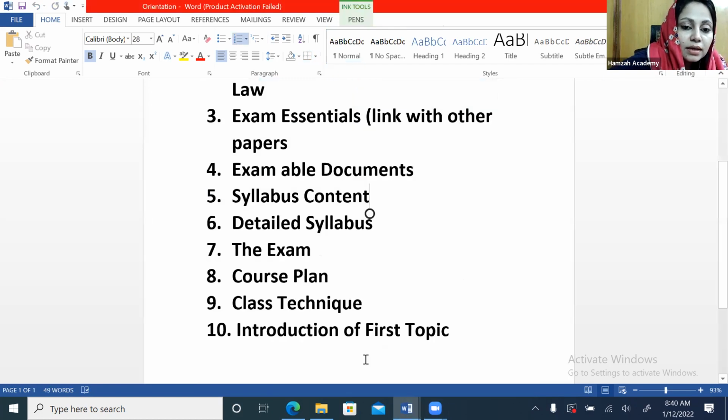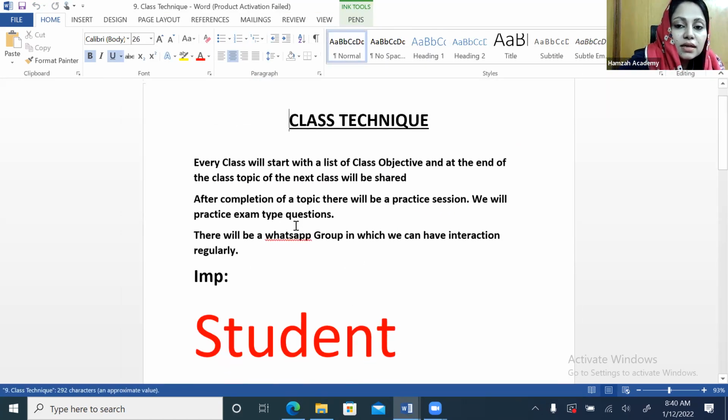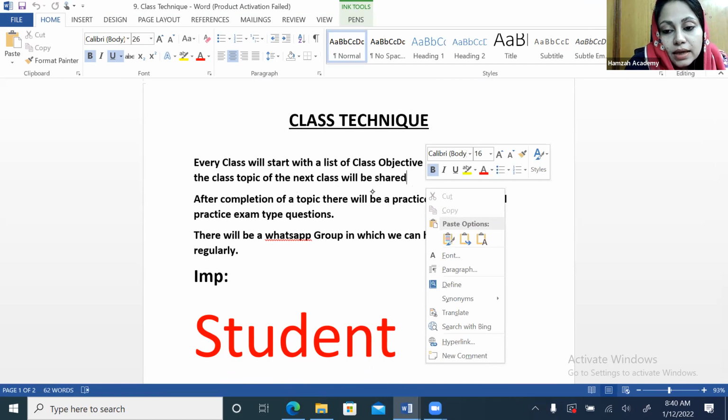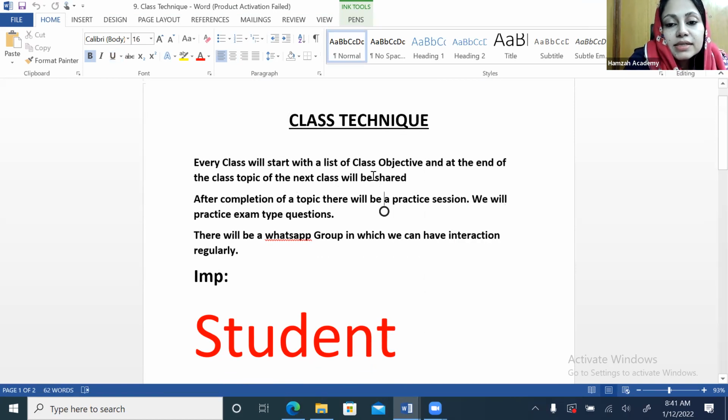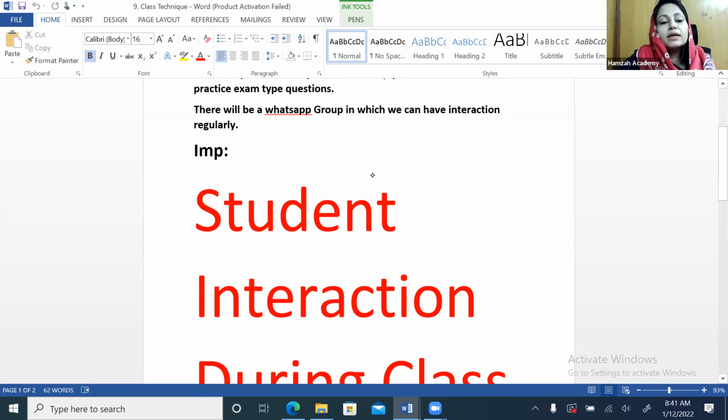After the course plan, the next is the class technique. Point 9 is the class technique. Every class will start with a list of class objectives, and at the end of the class, the topic of the next class will be shared. You have the course plan, which tells in which class, on which date, what we are going to study. After completion of a topic, there will be a practice session. We will practice exam type questions. There will be a WhatsApp group in which we can interact regularly. And a very important thing, student interaction during class. I have already emphasized the interaction of the students, as this is the only source of my understanding that you are understanding whatever I am delivering.